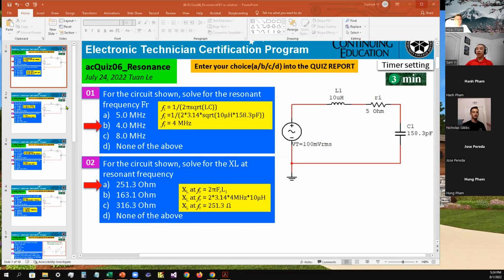Okay, for the quiz number six, question number one: for the circuit shown, solve for the resonant frequency. We know the resonant frequency is FR equals 1 over the quantity 2 pi times the square root of LC. So that will be 1 divided by the quantity 2 times 3.14 times the square root of the quantity 10 microhenry times 158.3 picofarad. Once you do your calculation, that comes to 4 megahertz. So your resonant frequency is 4 megahertz, and the answer is B for number 1.